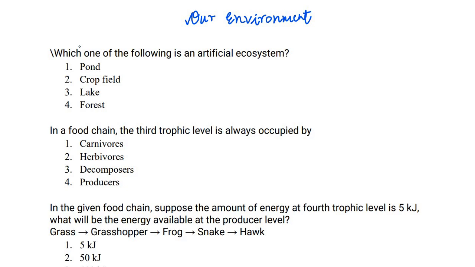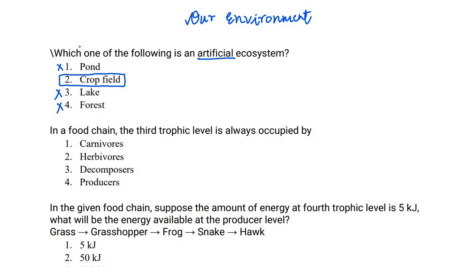So the first one is asking which one of the following is an artificial ecosystem. Out of these four, we have to tell which one is created artificially. अब pond तो हम खुद create कर नहीं सकते, lake हम खुद create नहीं कर सकते, forest हम खुद create नहीं कर सकते. So the left one is the crop field. क्रॉप फील्ड जो होता है वो आर्टिफिशियली क्रिएटेड होता है.